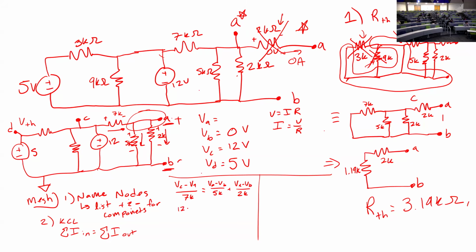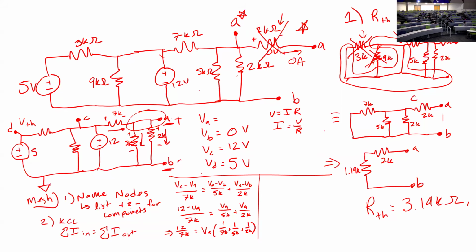Well, knowing that VC is 12 and VB is 0, I can automatically get this to be 12 minus VA over 7 kiloohms is equal to whatever VA is over 5 kiloohms plus whatever VA is over 2 kiloohms. All right? So I can then get this to be 12 over 7 kiloohms is equal to VA times 1 over 7K plus 1 over 5K plus 1 over 2K. So this is just solving that equation that we've set up here.